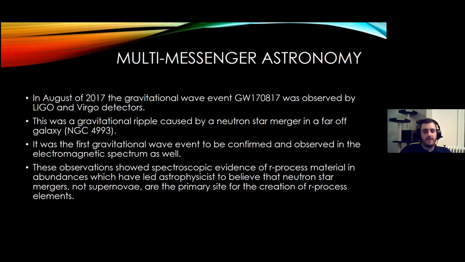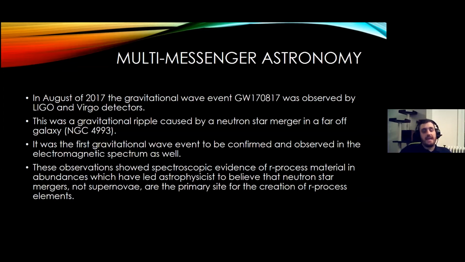So a few telescopes around the world pointed their electromagnetic spectrum scopes at that area of the sky and found the light being emitted from that event. So it was the first gravitational wave event to be confirmed and observed in the electromagnetic spectrum, as well as using gravitational wave detection. So really the first event of dual messenger astronomy.